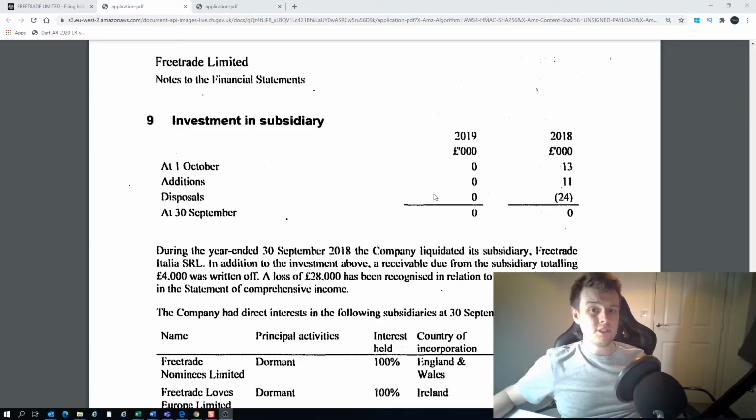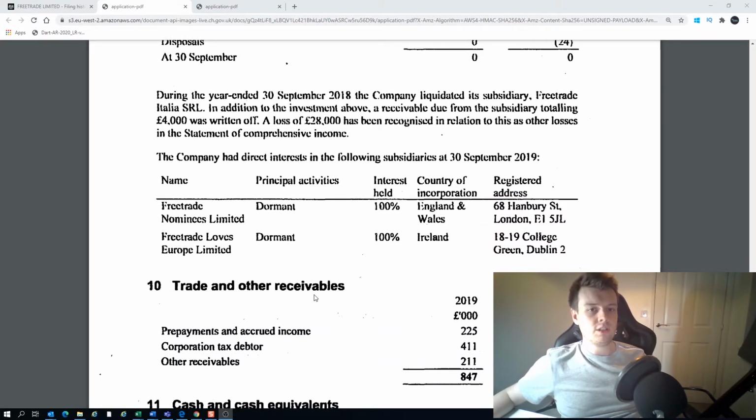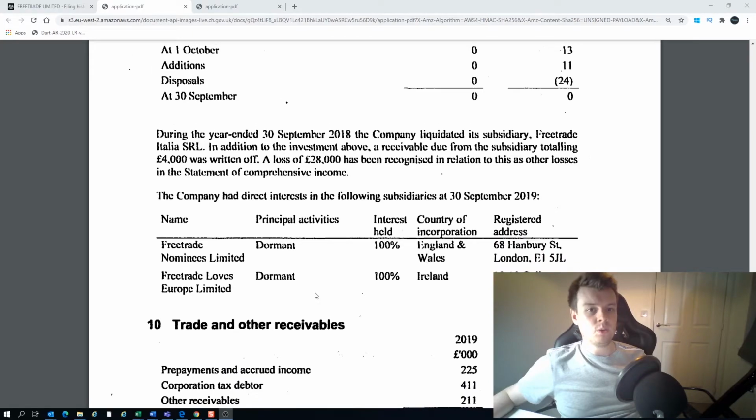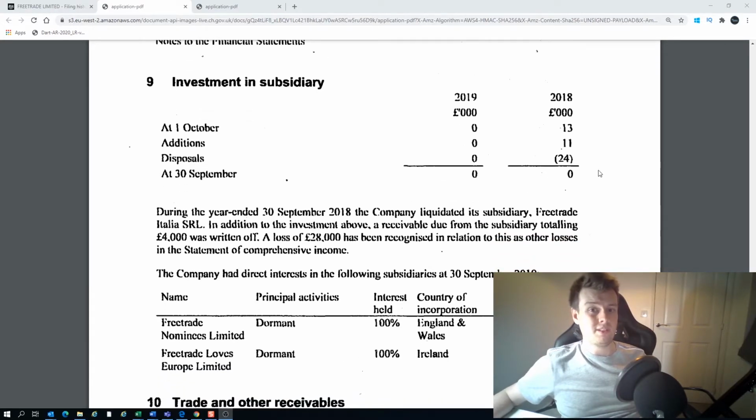No investments in subsidiary. It looks like they disposed of an investment, which you can then read about in the box underneath, which will tell you what that investment was. So it looks like this was in relation to an Italian subsidiary, so Freetrade Italia. Not heard of that before, but effectively disposed of it, and a loss of 28,000 has been recognised as they wrote off 4,000 of that.